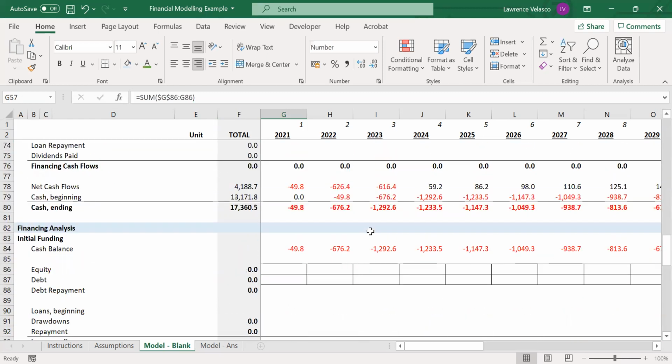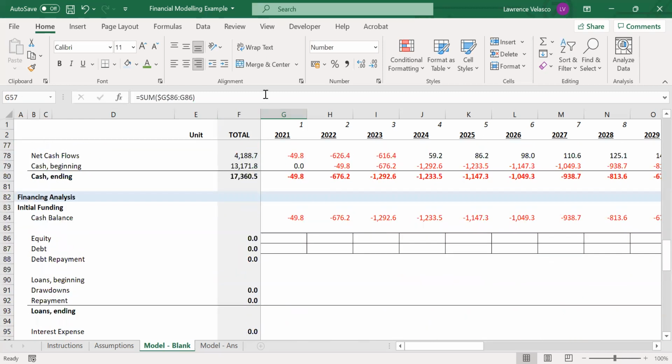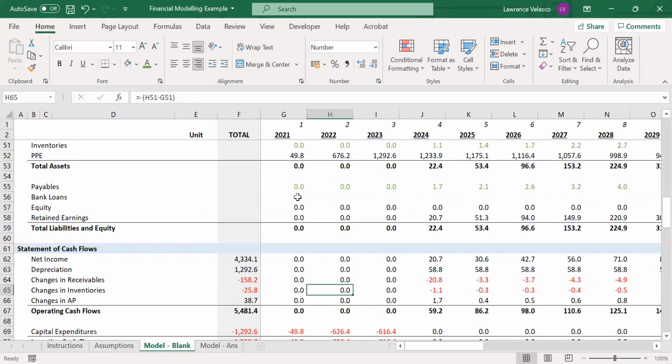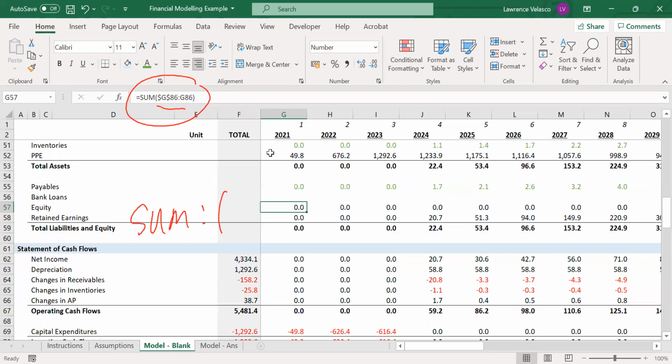Let's look at this. Meron akong magic na ginawa. If you look at my formula here, anong ginawa ko? Sum, and then G86, pero merong dollar signs, G86 with the dollar signs. What does that mean? It means ayokong gumalaw ito. Yung first part, ayokong gumalaw.